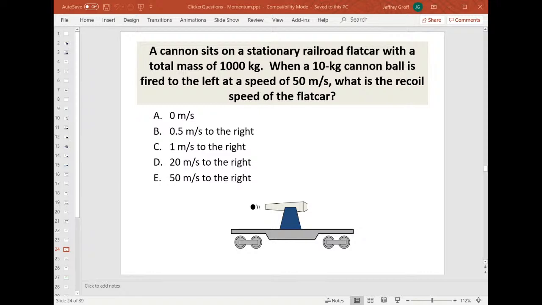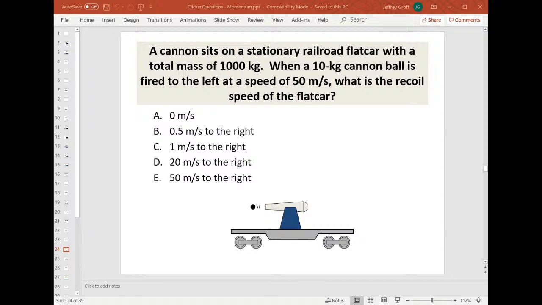All right. So here we go. It's a cannon that sits on a stationary rail car with a total mass of 1,000 kilograms. A 10 kilogram cannonball is fired to the left at a speed of 50 meters per second. And the question is, what's the recoil speed of the flat car? So you might need a piece of paper for this. But this is a conservation of momentum problem. It's a totally inelastic collision in reverse. Instead of two things coming together and sticking, you have two things flying apart.